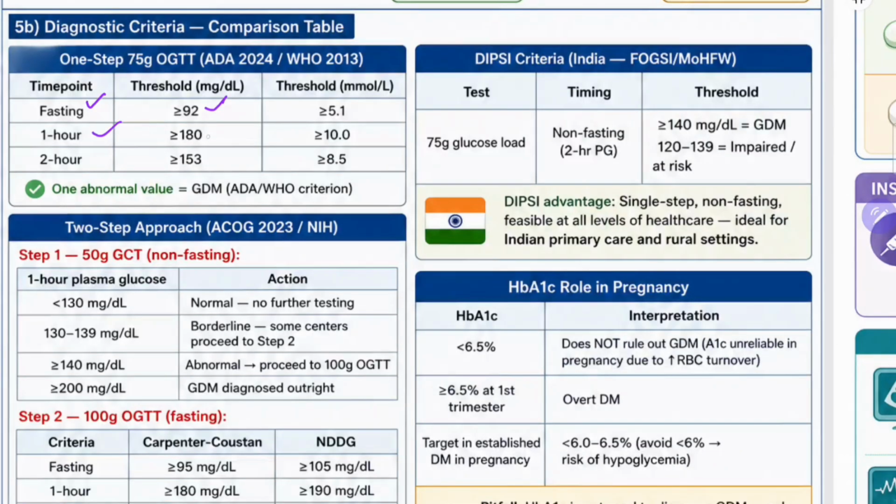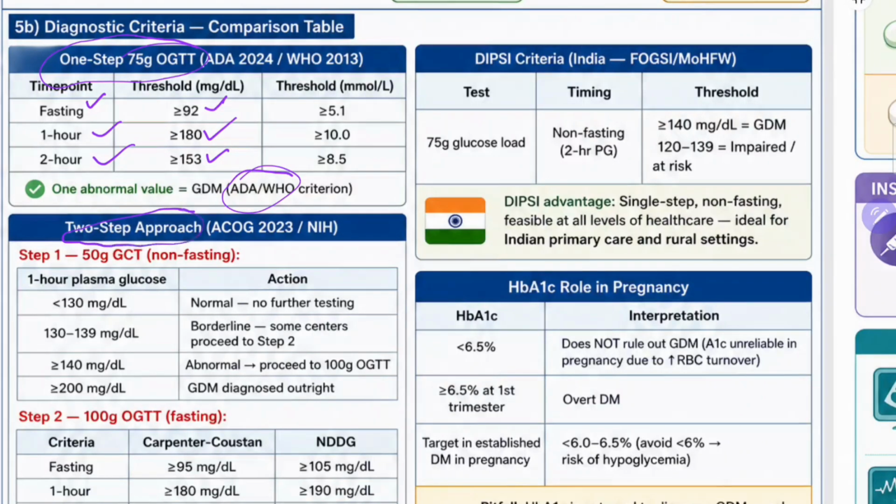1 hour, if it is more than 180, then it is GDM. 2 hour, if it is more than 153, then it is GDM. 92, 180, 153. So this is according to the one step 75 gram OGTT, oral glucose tolerance test. So this is the ADA and WHO criterion. One value abnormal is enough.